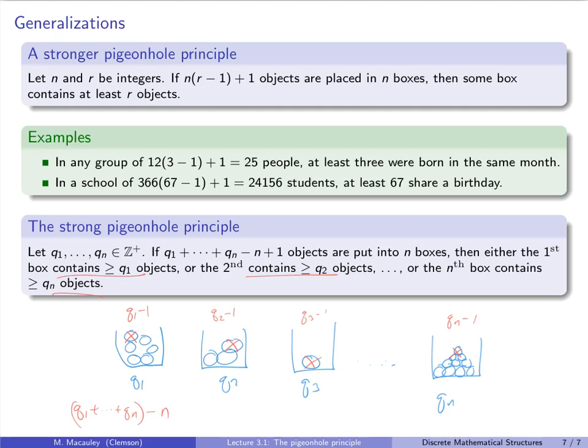If we add any one more ball, that is the last pigeon that gets stuffed into one of these buckets, and whichever bucket that is, if it's in the first bucket, then the first bucket contains at least q1 objects. If it's in the second bucket, that contains at least q2, and so forth.